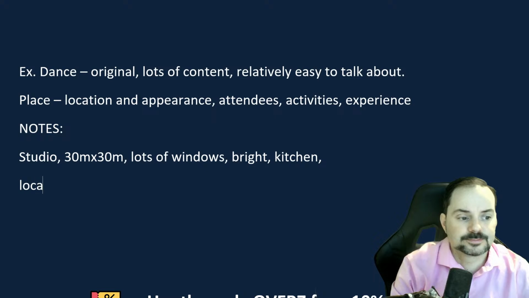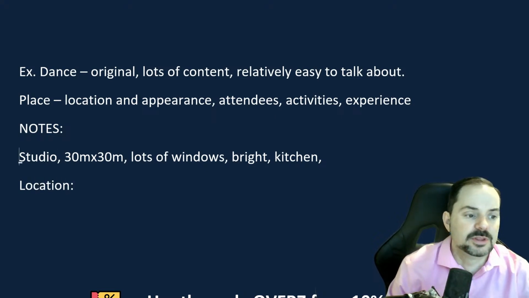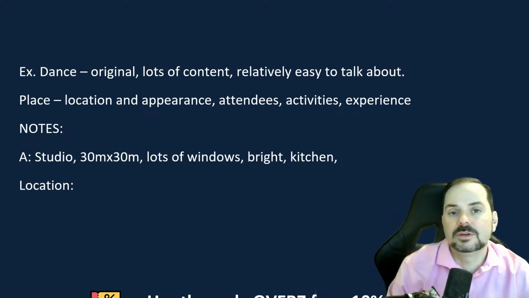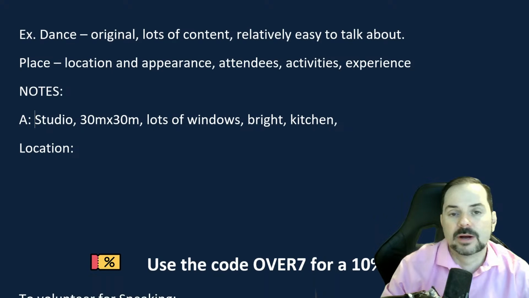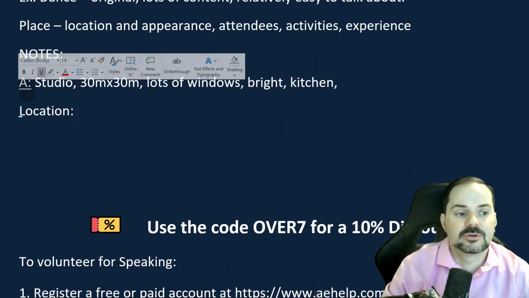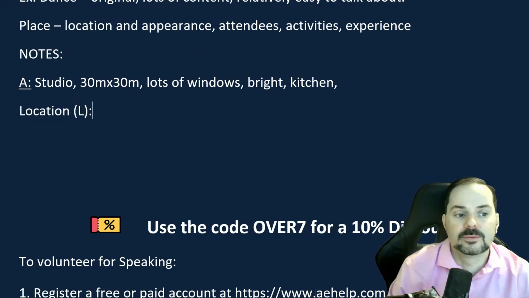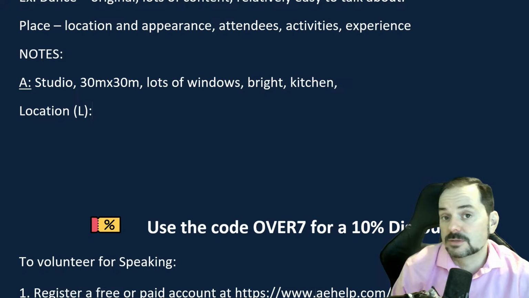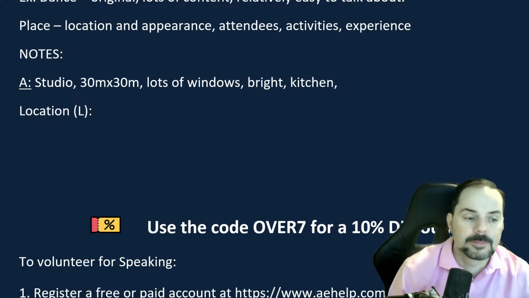Location. So this would be the appearance. Now, when you're doing your notes, if you need a reminder of what to include when you're talking about a location, for the appearance, just do like the letter A. For location, just do the letter L. Okay, don't write out the full words. Make sure you maximize the use of your time. So every second should be maximized, okay?